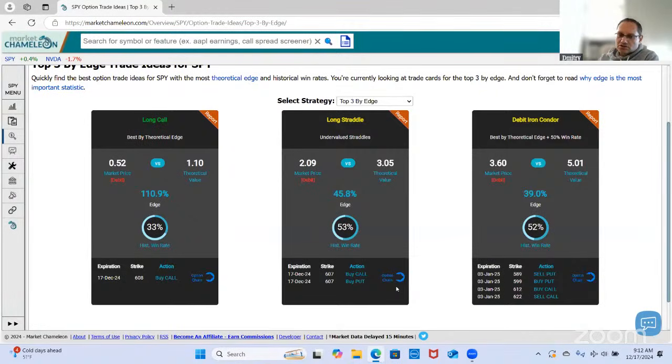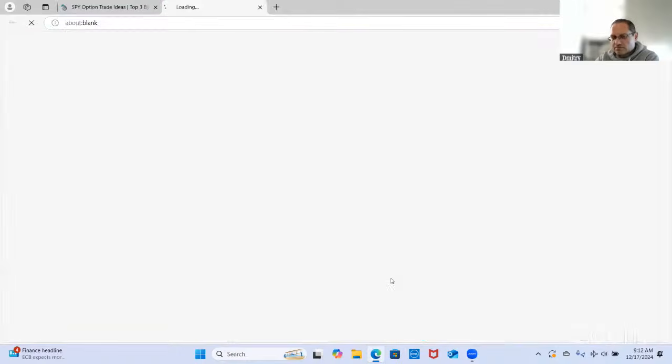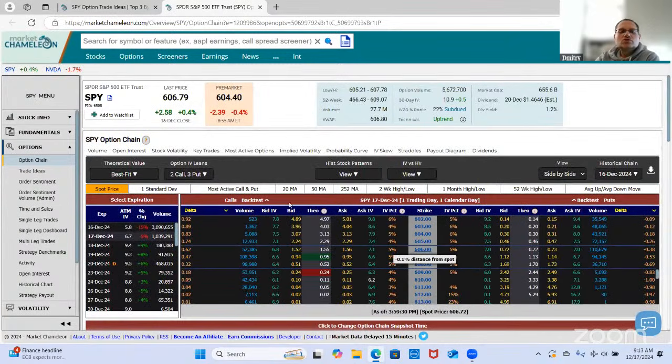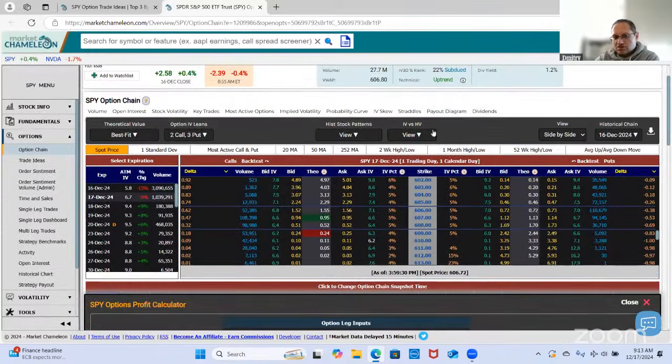Okay. So if we wanted to go in and analyze it further, we could click on this options chain arrow. Click on that. It takes us to the options chain, and it will go to this December 17th expiration. Because you could see here, this is yesterday's close. We didn't open yet, so we're analyzing it from yesterday's closing prices.